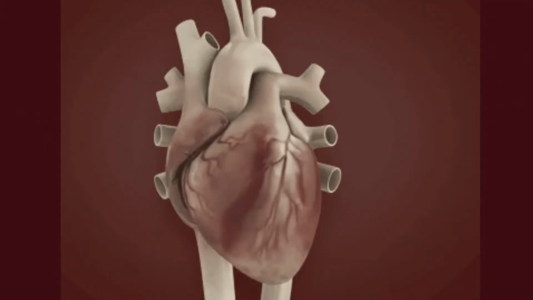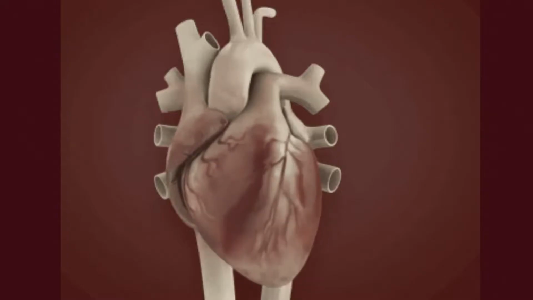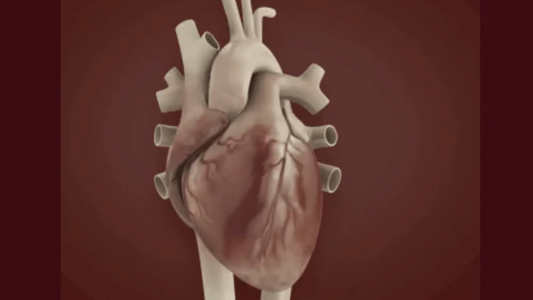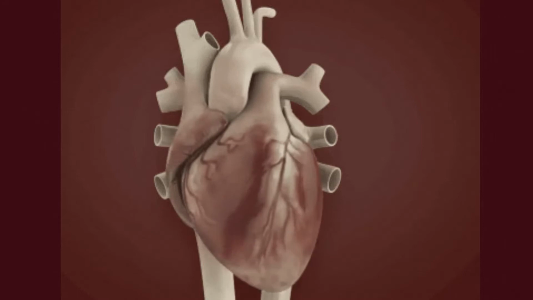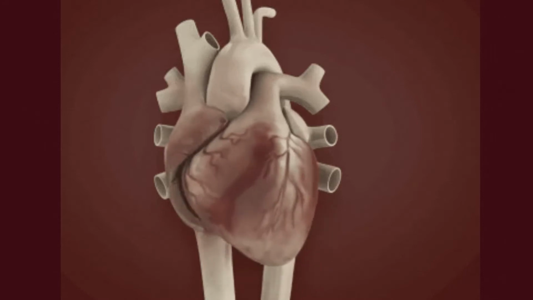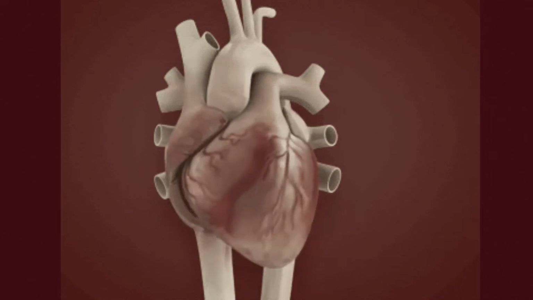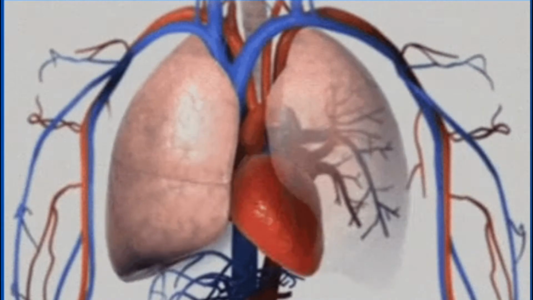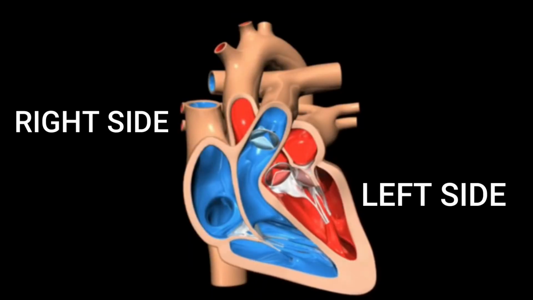The heart is a major organ of the circulatory system. It is a hollow muscular organ. The heart pumps the blood all throughout the body. Without the heart, the blood will not be distributed or circulated in our body. It is located in the chest cavity between the lungs. If we look inside the heart, it has the right and left side.